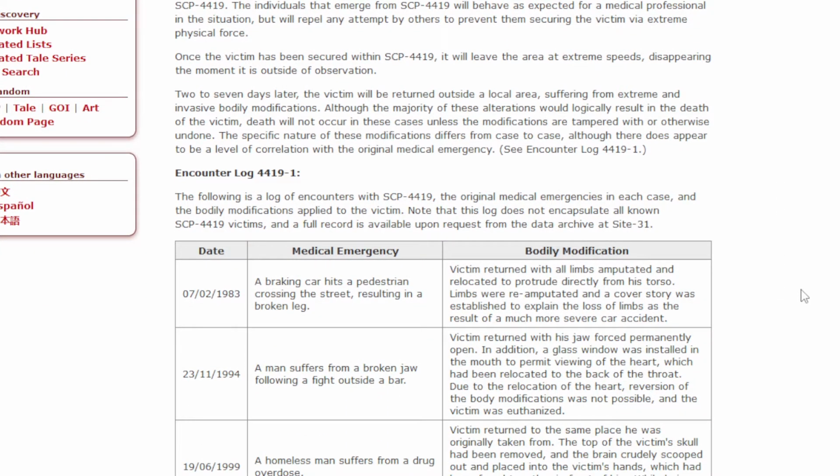See encounter log. The following is a log of encounters. The original medical emergency is noted in each case, and the body modification applied to the victim. Note that this log does not encapsulate all known victims. A full record is available upon request.